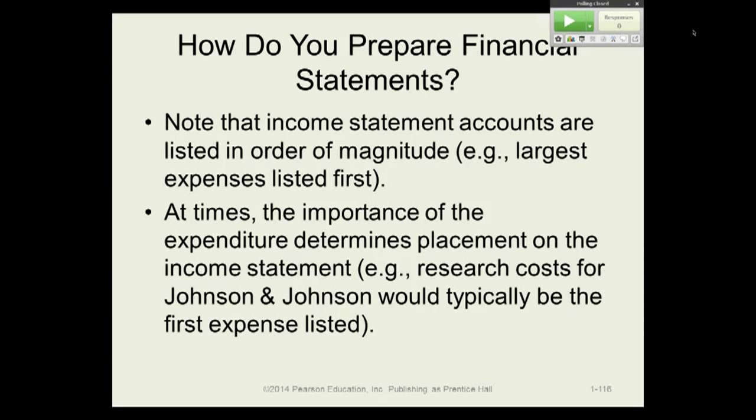All right, so that's where we left off. Before we start today's material, any questions on the income statement? That was the last thing we looked at. You have a question? Okay.